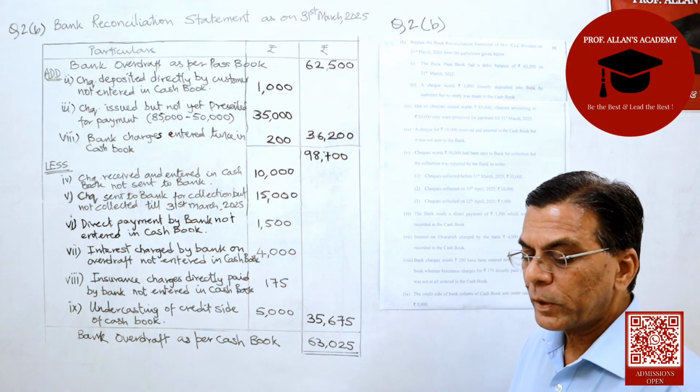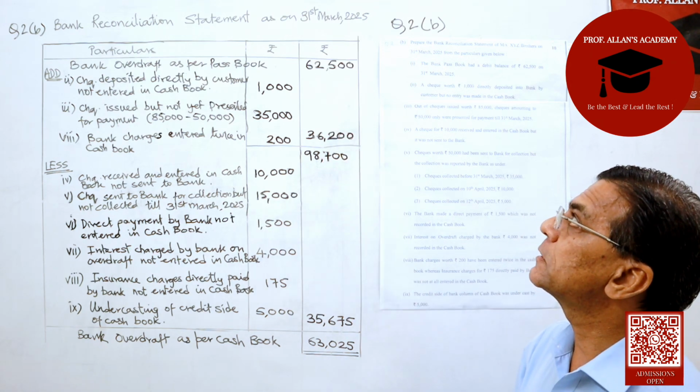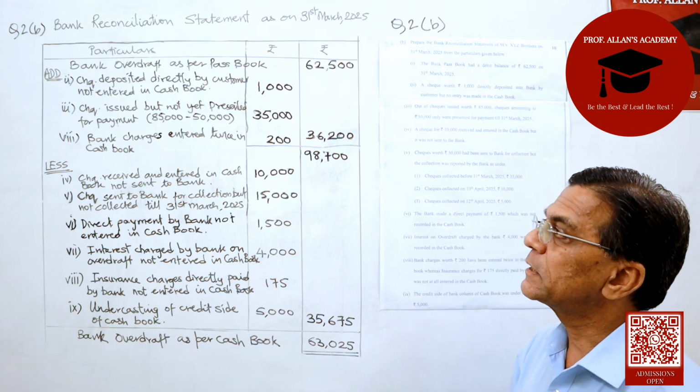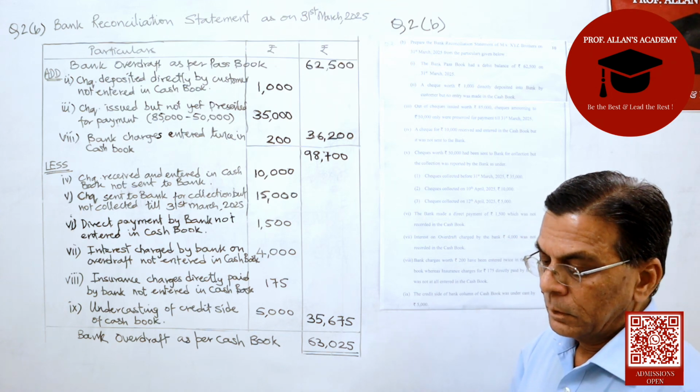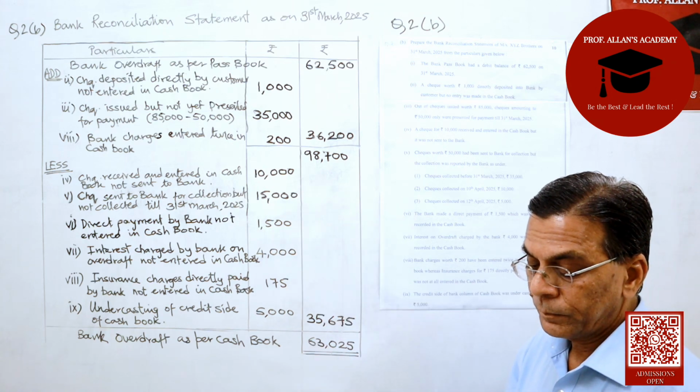We now move on to question number 2b. It is from the topic bank reconciliation statement, and the marks allotted for it is 10. It is to be prepared in the given format.